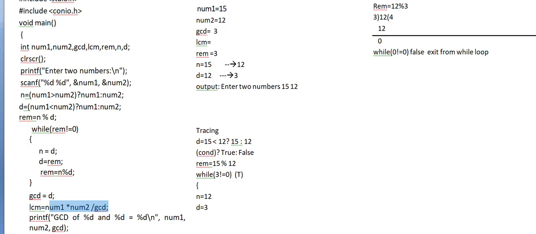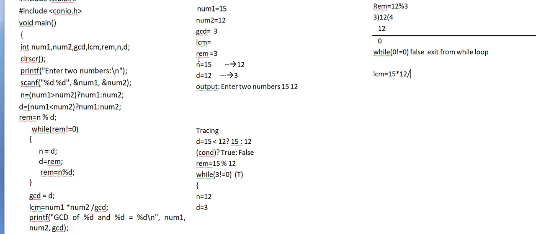What's the value of num1? Num1 value we have taken as 15. Num1 value is equals to 15. Now we are calculating the value of LCM. The LCM is equals to num1, that is 15, into num2 value, that is 12. So 15 into 12 divided by what we have taken? We have taken the GCD.